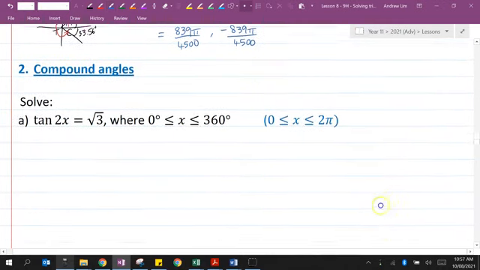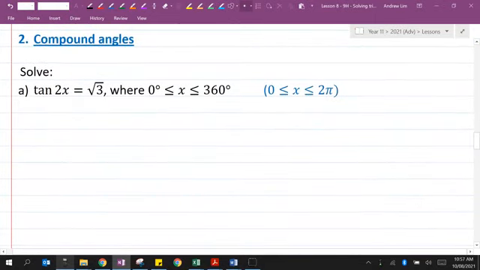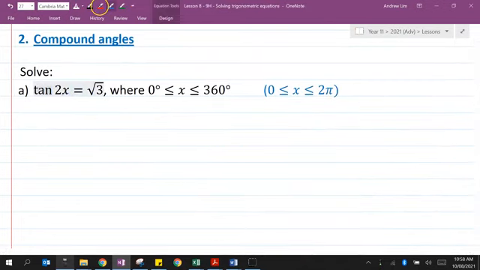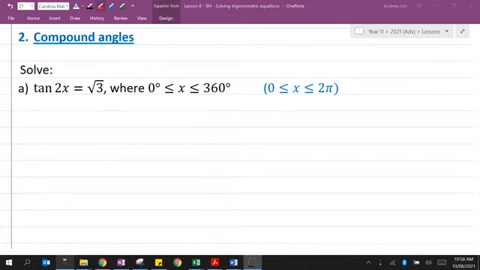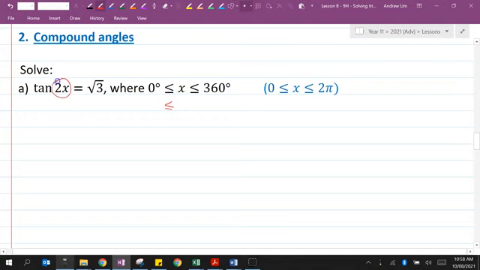Okay, let's have a look at compound angles. Now, compound angles is when our angle is not just x by itself. We've got something else with that x. So it's going to change our domain. Our domain is currently 0 degrees less than or equal to x, less than or equal to 360. Well, we actually need to change it by replacing x with whatever the angle is, 2x. Now how does this x become 2x? We need to times it by 2.